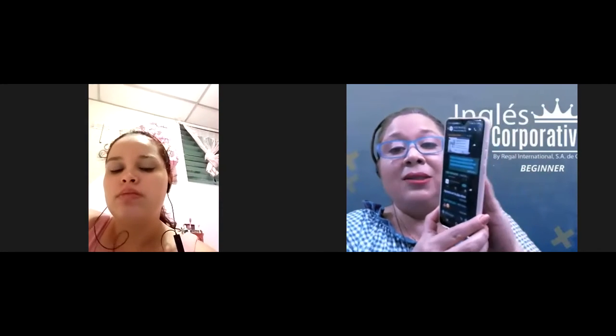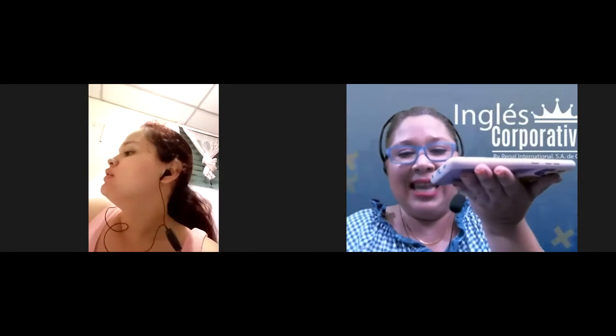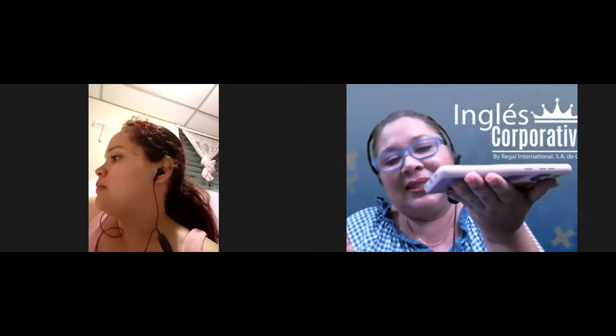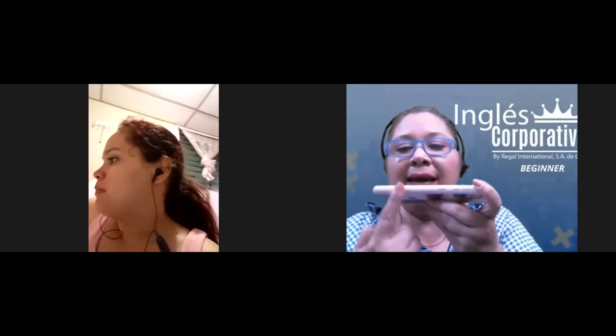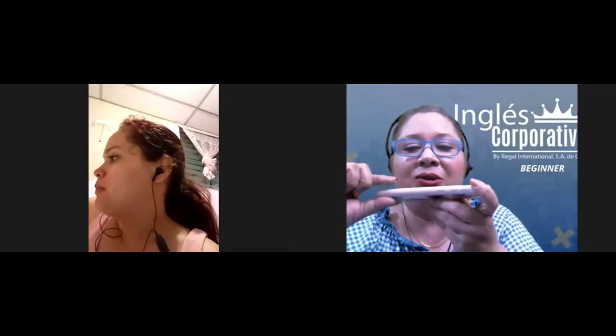Ahora, el peso, the weight, is it heavy, right? Is it heavy or is it light? ¿Está pesado o está liviano, right? Is it thick? Thick, como grueso, ¿verdad? Or is it thin?